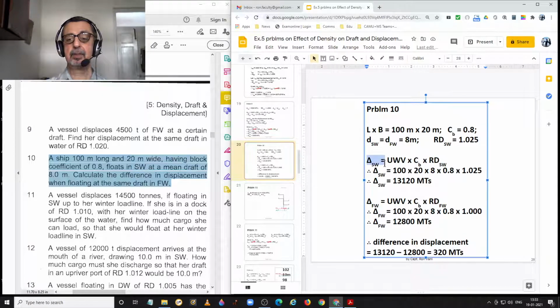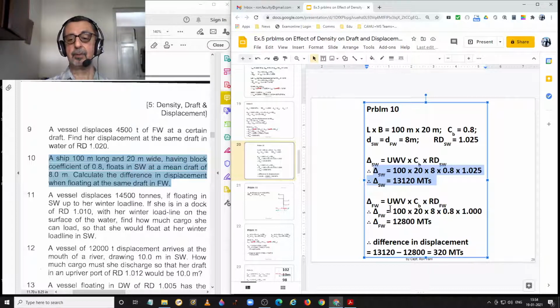Displacement in salt water is equal to underwater volume multiplied by block coefficient multiplied by relative density of salt water. When we substitute the values, we find displacement in salt water is equal to 13,120 metric tons.